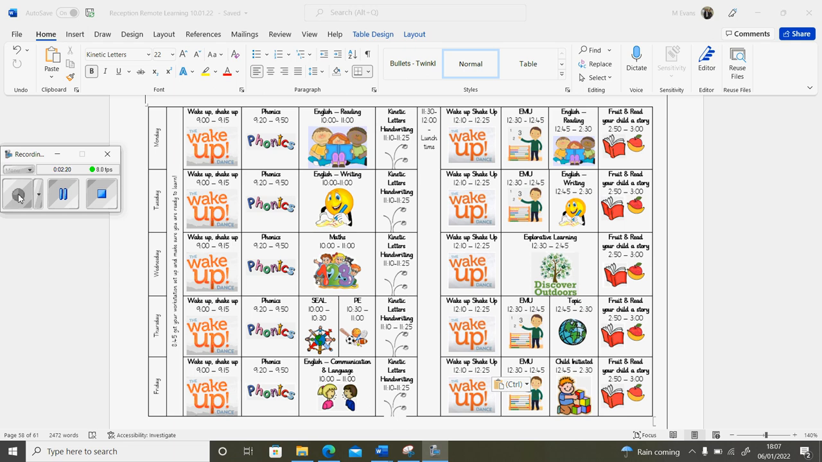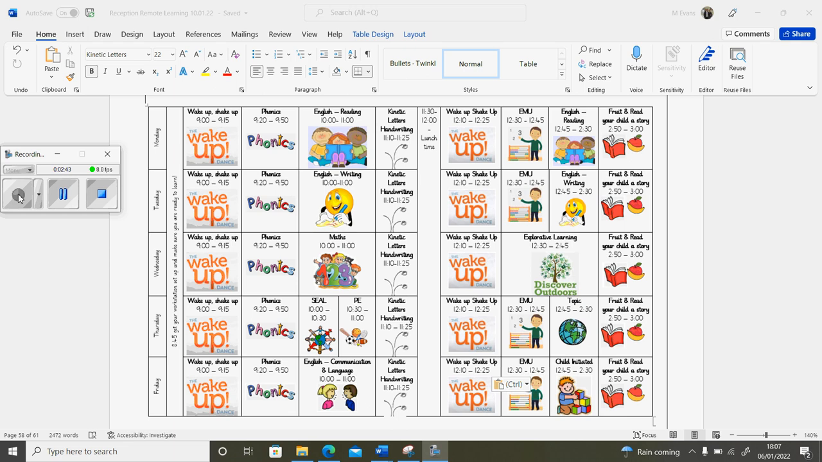Wednesday in the morning is our maths focus. So we've got wake up, shake up, phonics. Then we've got our maths. Handwriting, then it's dinner, then we've got wake up, shake up. And then if you had been at school, you would have been doing your explorative learning, your outdoor learning with Mrs. Palmer. So please follow her planning on a separate document. Then you've got fruit and a story at the end of the day.